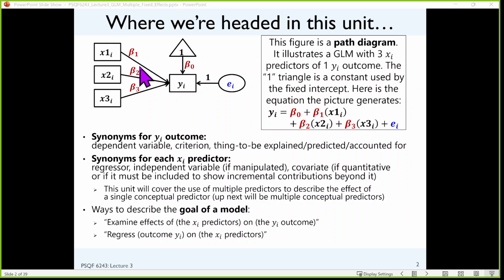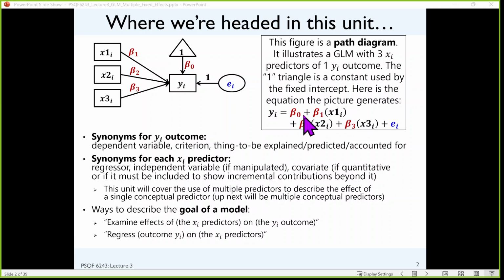The coefficients, the betas here, are labeling the slopes that go from each x to each y. And this triangle thing with a 1 in it is a convention used to allow the fixed intercept to be part of the picture. If you were to represent a linear model here, y sub i equals beta 0 as my fixed intercept plus a slope for each of my 3 predictors plus my e residual for how wrong I am.